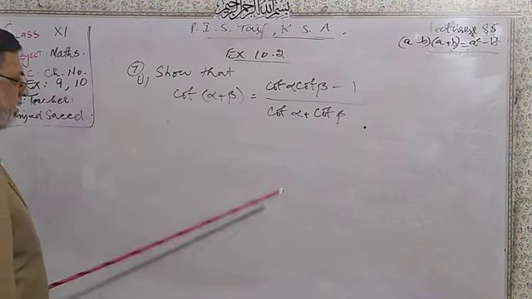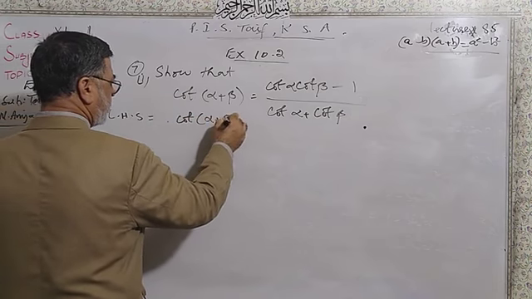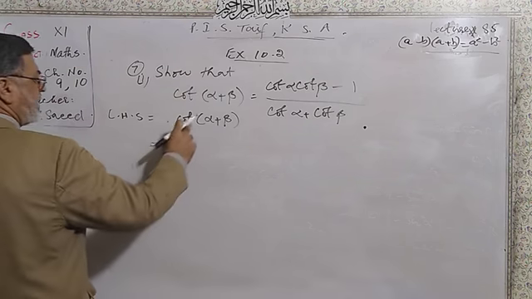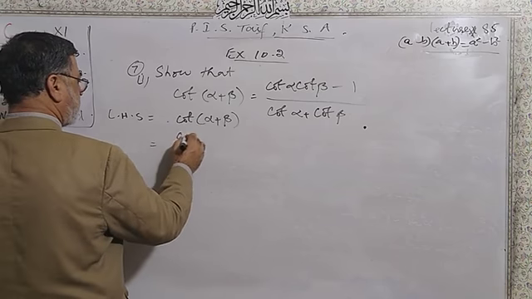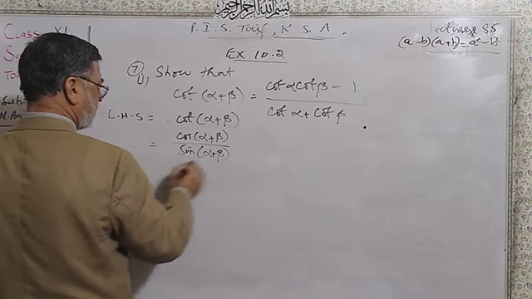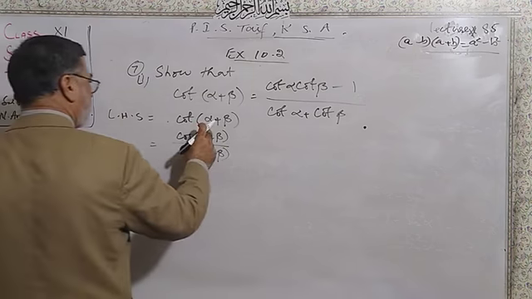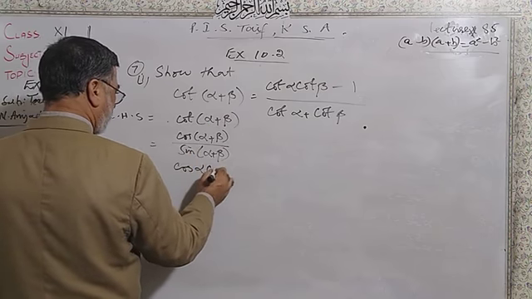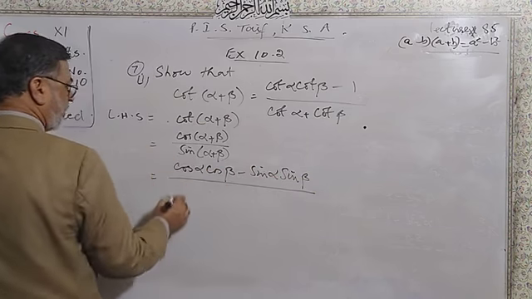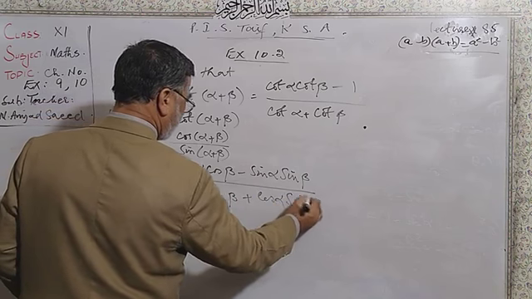Dear students, here you can take the left hand side, cotangent alpha plus beta. Now you can write down cotangent alpha plus beta as cos alpha plus beta over sin alpha plus beta. That is cotangent, cos over sin. And what is the formula of cos alpha plus beta? Cos alpha cos beta minus sin alpha sin beta over sin alpha cos beta plus cos alpha sin beta.